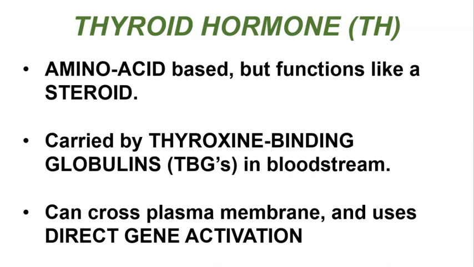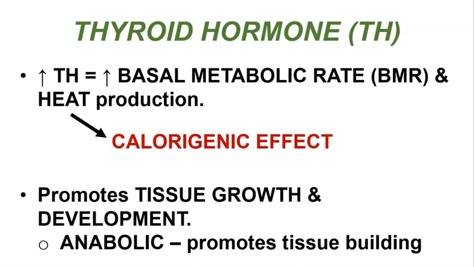It also functions like a steroid hormone because thyroid hormone has the ability to cross the plasma membrane of the target cells. We also see that the receptors for thyroid hormone are located inside of the cells that it stimulates. It uses the direct gene activation mechanism in order to exert its effects on the target cell in just the same way that steroid hormones do.